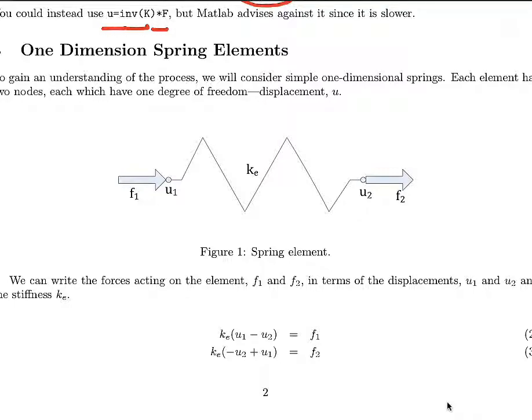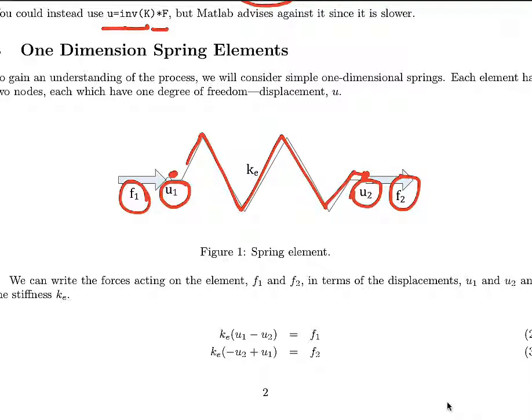So one-dimensional spring element is, as you can see here, one. We're going to take one element here. We're going to call a spring, which has a stiffness k sub e, and then it has two nodes, one from the left, one from the right, and each node has two things: the displacement in the x direction, u1, and the force in the x direction, f1. And the end node's displacement is u2, and the force is f2.